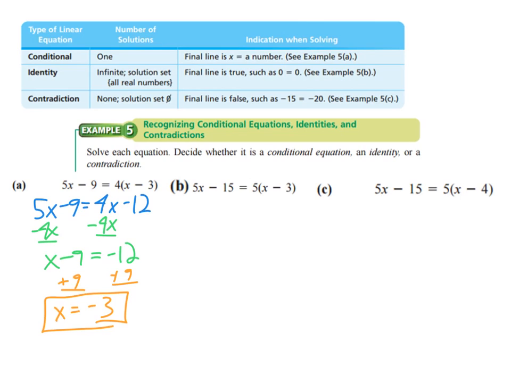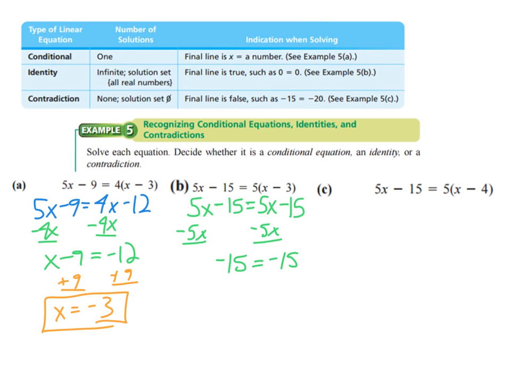The second equation, nothing to do on the left side. We distribute the 5 on the right side. At this point, you may notice that the left and right side are exactly the same. If you want to stop and say that that's an identity, that's perfectly fine. If you need to continue, you can go another step and subtract 5x from both sides. Get negative 15 equals negative 15.